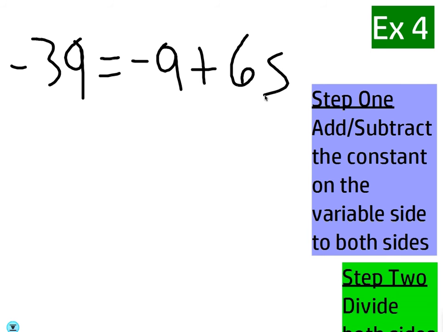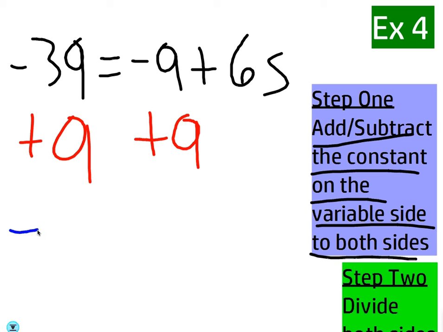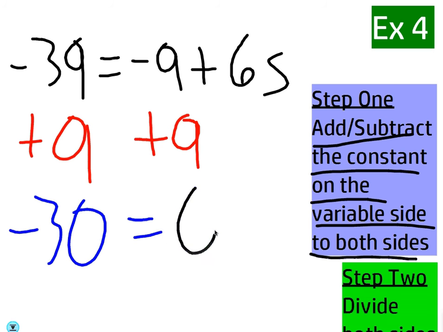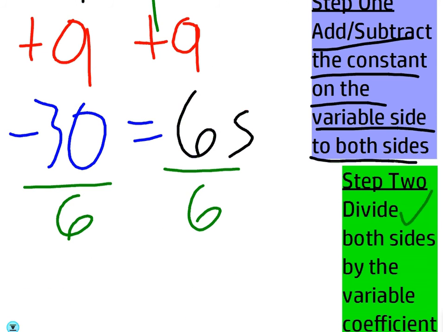All right, so it says add or subtract the constant on the variable side of both sides. So in this case, you're going to do what? Add 9. Okay, that's fine. I make the same mistake all the time. Negative 39 plus 9. Be careful. It's not negative 48. It's negative 30 equals 6s, and then divide. Step 2, divide both sides by the variable coefficient, which is 6, and your right answer is negative 5 equals s.